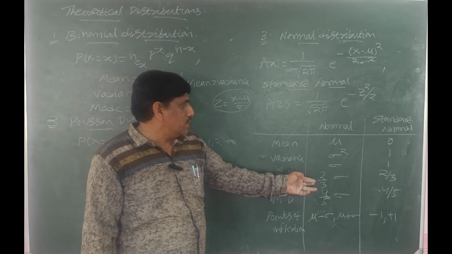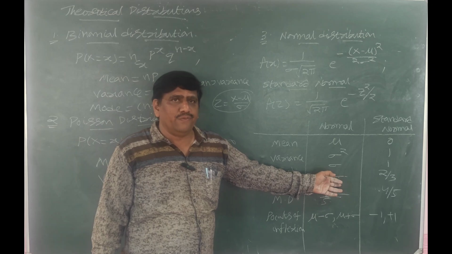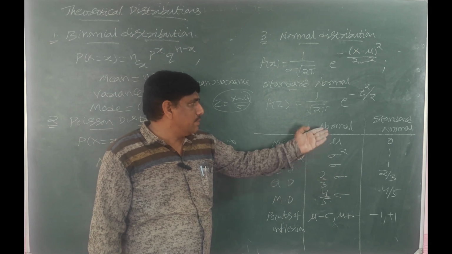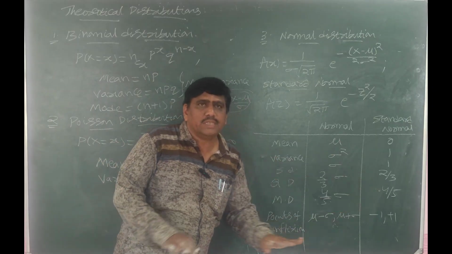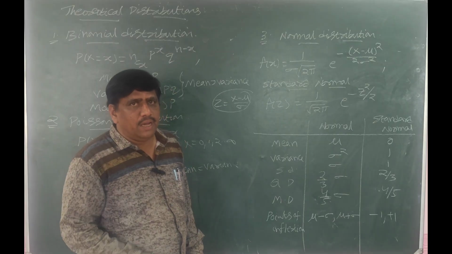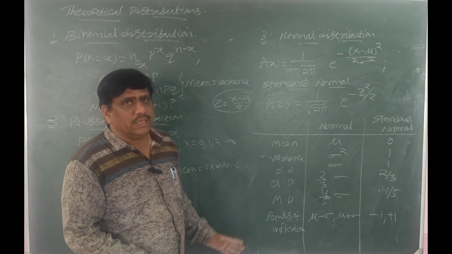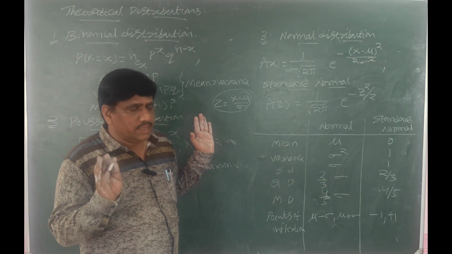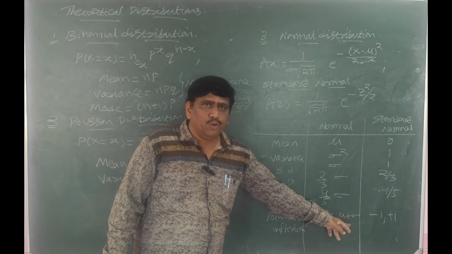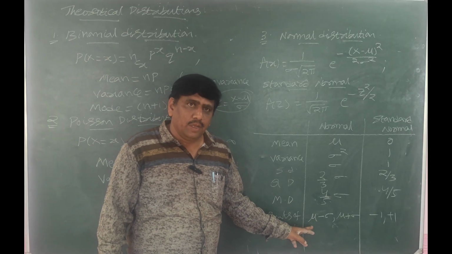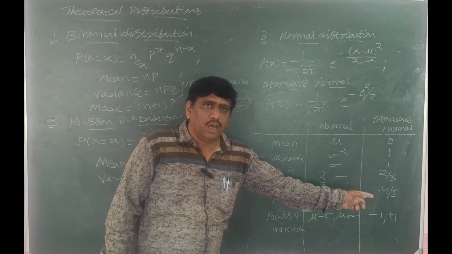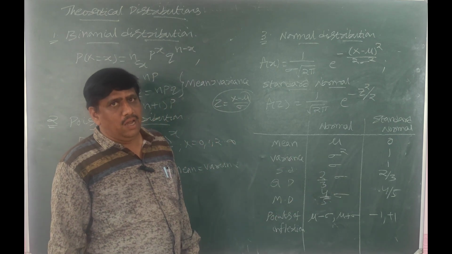QD formula for normal is 2 by 3 sigma or 0.675 sigma. Sigma becomes 1 means for standard normal QD is just 2 by 3. MD for normal is 4 by 5 sigma or 0.8 sigma. For standard normal, sigma becomes 1. That means MD is 4 by 5 or 0.8. Points of inflection for normal distribution are mu minus sigma, mu plus sigma. For standard normal, mean is 0 and sigma is 1. So 0 minus 1 and plus 1 are points of inflection for standard normal.